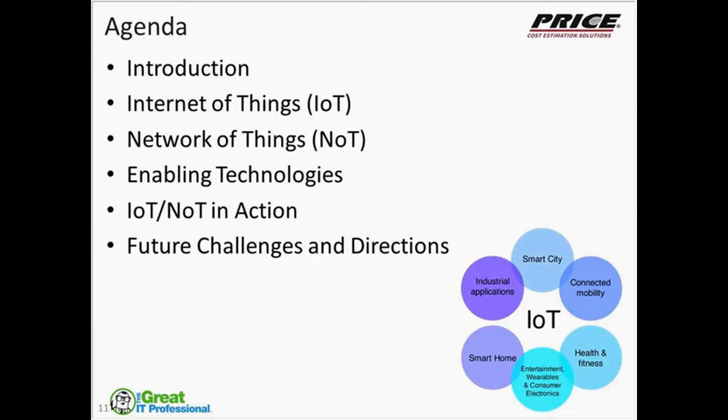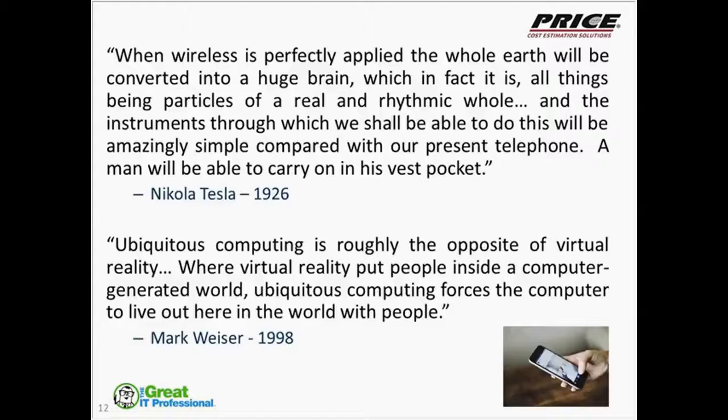Give some examples of the Internet of Things and the network of things. So where are some places where this technology has been put into action and is making changes in the way people live? And talk about the future, what the challenges are, and what directions we see this taking.